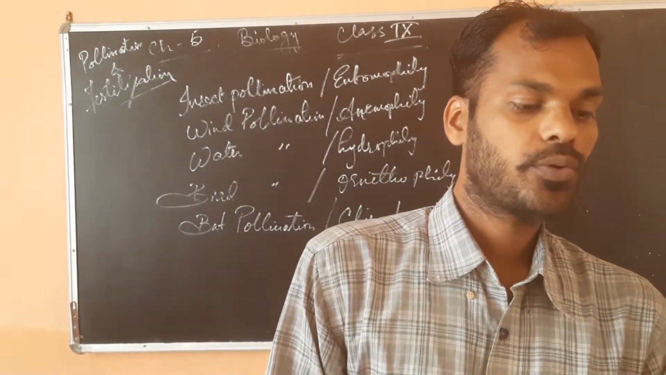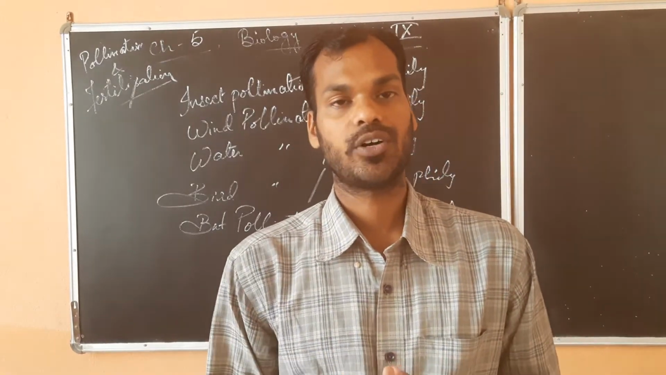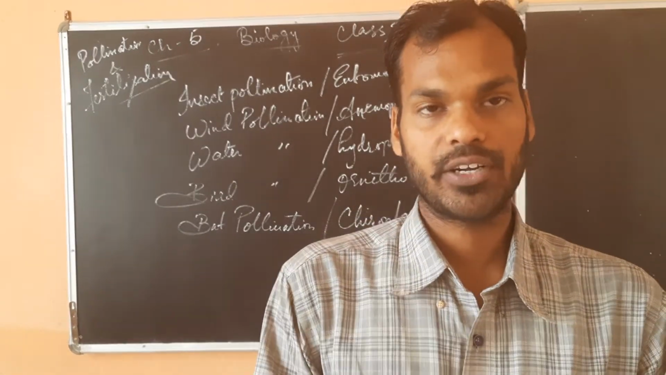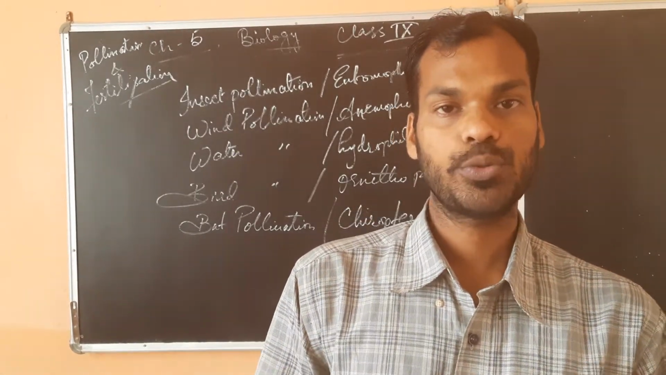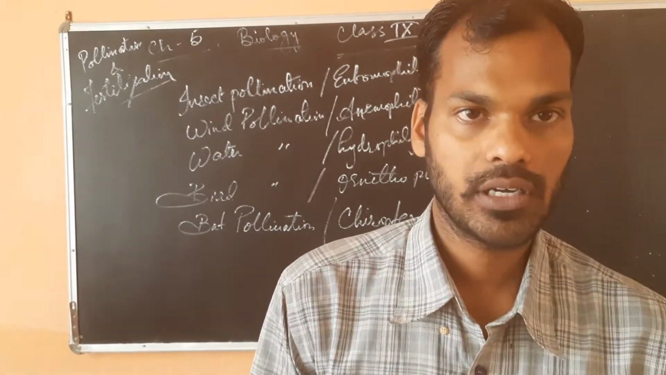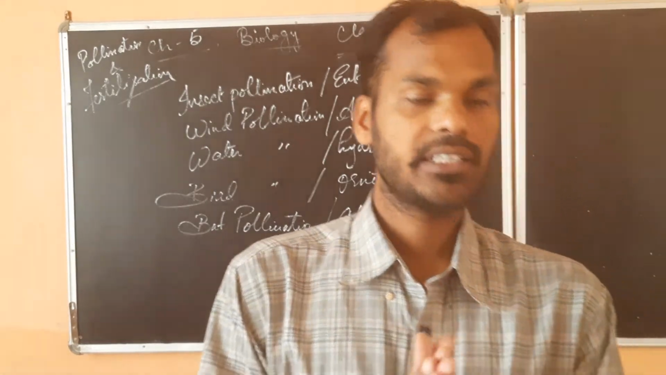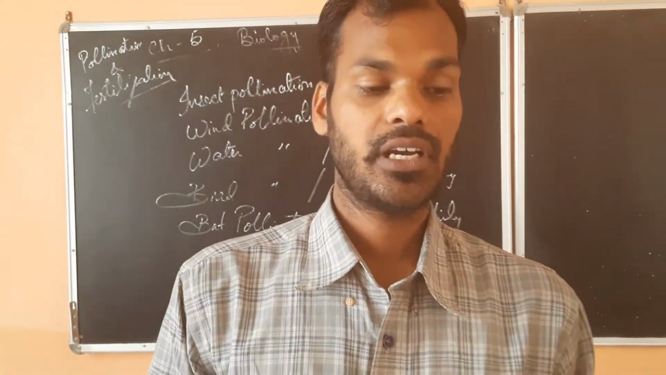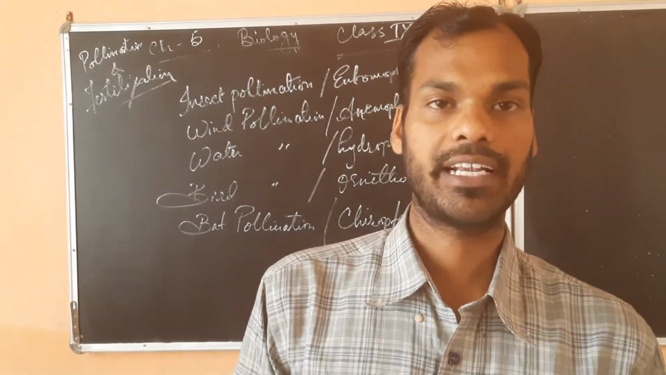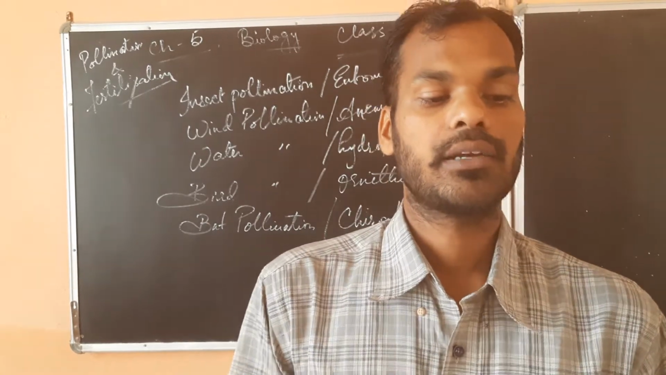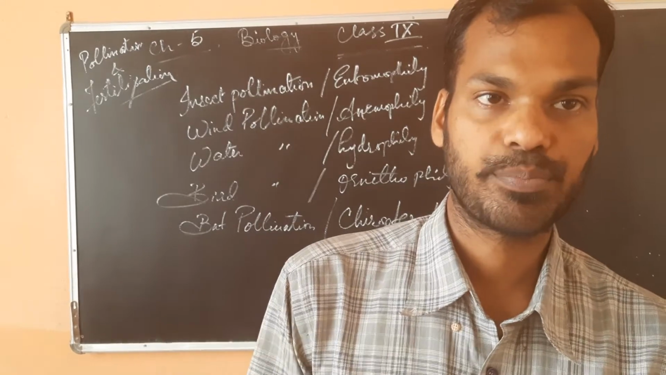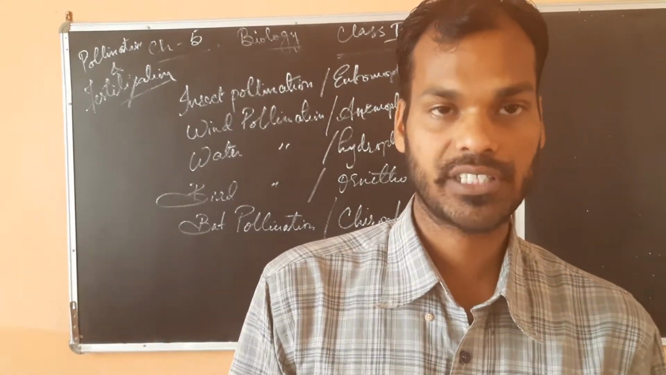So, first we are discussing entomophily. When flowers are dependent on insects for pollination, there should be some characteristics due to which the insect should come to the flower. The first one is they should be brightly colored, large, and conspicuous. Conspicuous means having a variety of flowers. Then the petals and sepals should be bright, and they should develop some peculiar shapes.